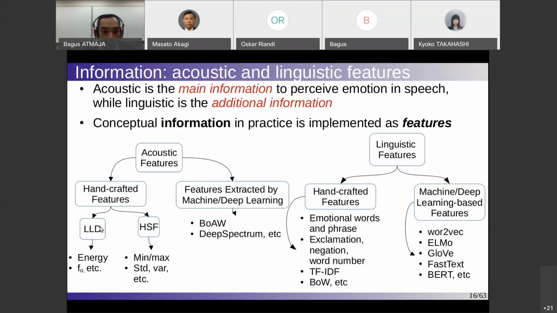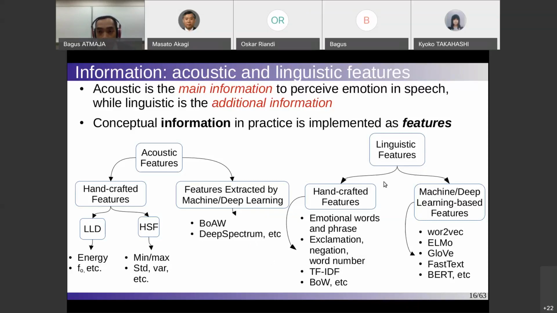So LLD is also called a low-level feature, because we extract it from a local region in frame-based processing, while HSF is also known as a global feature, because we compute it over one utterance. And using deep learning, we can obtain such feature representations. Usually it is called by the name of the deep learning model, like deep spectrum, ResNet, or SoundNet, or others.